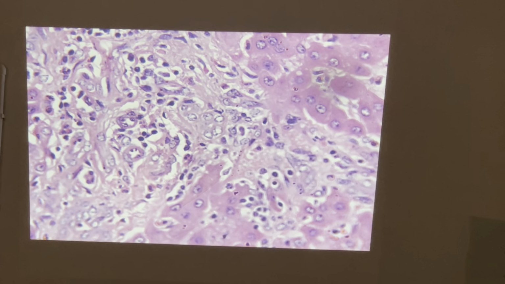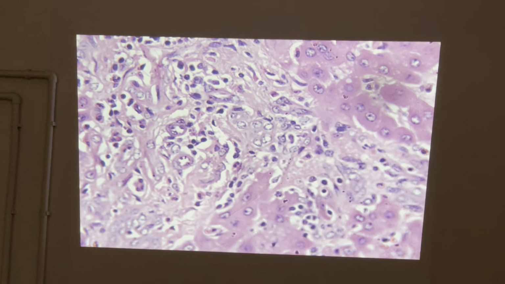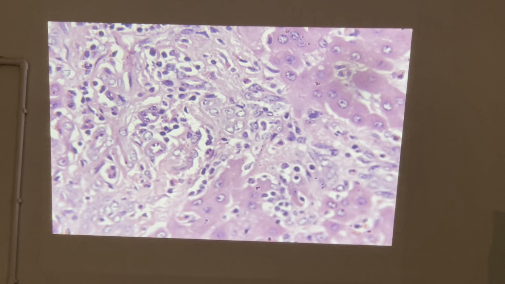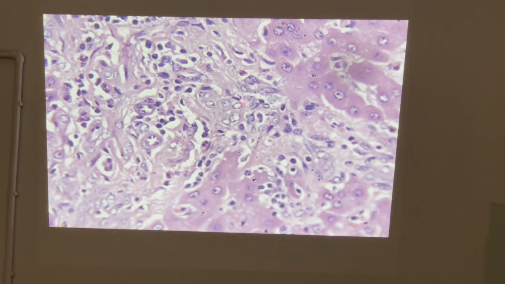Is the portal area intact? No. So it is chronic hepatocholangitis, or chronic cholangiohepatitis. Why? Because there is an inflammation both in the portal area and also in where? In the hepatic area.